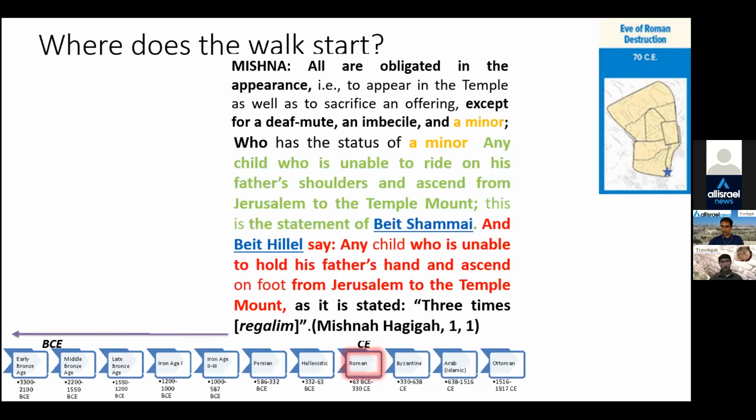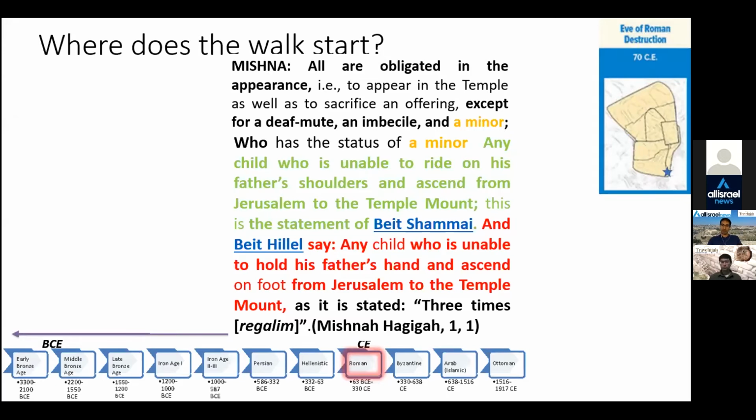Option number 1 is in green. Any child who is unable to ride on his father's shoulders and ascend from Jerusalem to the Temple Mount. This is what Beit Shammai says, which is a house of Jewish law, which means a child that can't sit on his father's shoulders. I don't know if you remember when children start sitting, but at 7, 8, 9 months, children usually know how to sit, so they can sit on their father's shoulders and ride all the way up, which means the child, let's say a year old, will have to come by this opinion.